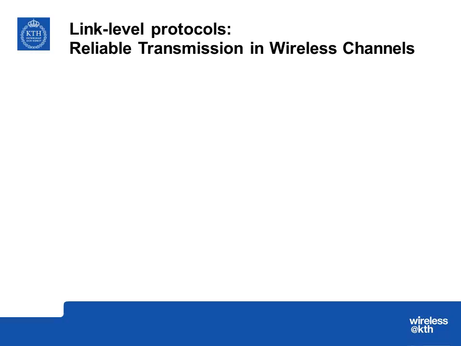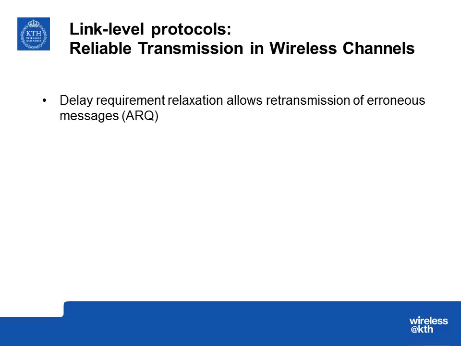First, we deal with reliable transmission in wireless channels. Traditional communication theory tells us that if the channel deteriorates, if the number of errors in the channel increases, or the signal-to-noise ratio drops, we have to lower the transmission rate, either by using some different modulation scheme or by increasing the amount of redundancy in an error-correcting code. However, if we can relax the delay requirement, there's another way of achieving high performance, and that is by retransmitting erroneous messages.